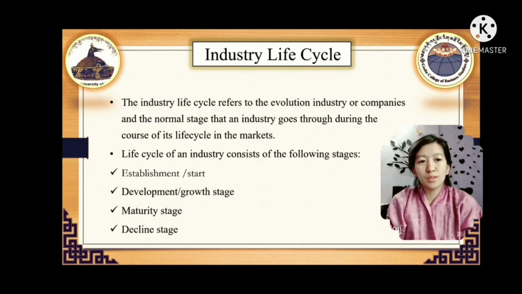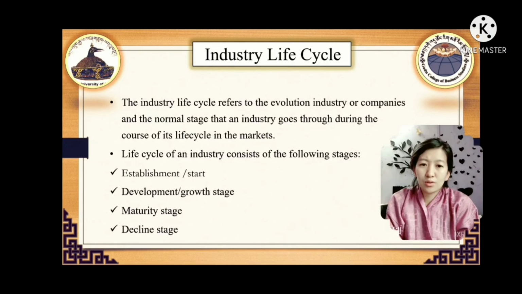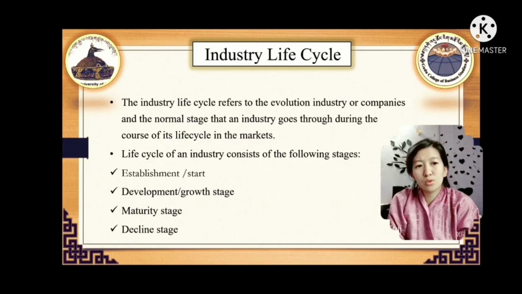Number 3, maturity stage. In this stage, the majority of the companies in the industry are well established. The BOB stands as the largest commercial bank with a total of 45 branches across the country, though there are commercial banks competing with each other and providing the same kinds of services and products.